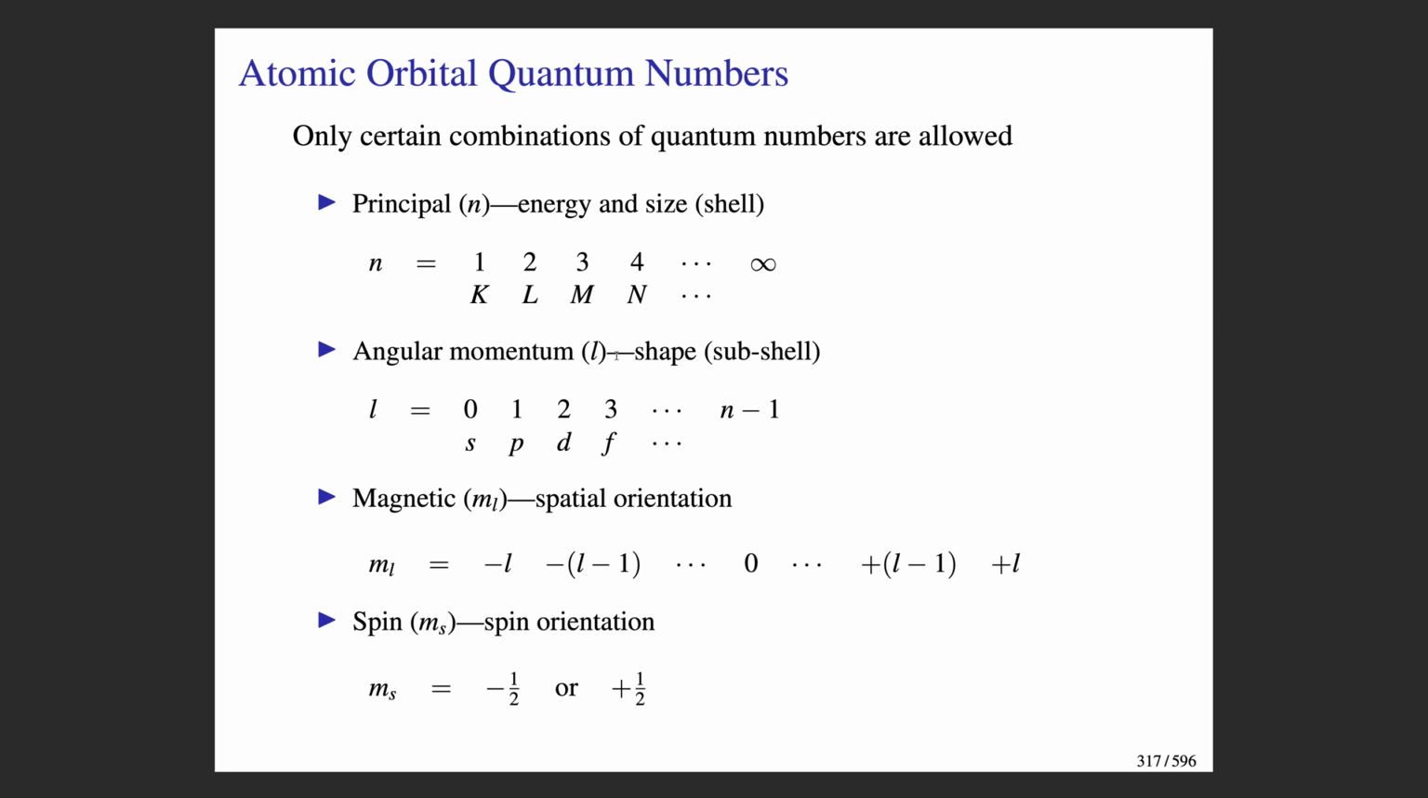The angular momentum quantum number, L, which determines the shape of the atomic orbital and identifies the subshell that the electron is occupying, the range of its values depends upon the value of n. So the value of L ranges from 0, that's the lowest possible value for L, up to a value n minus 1. So for example, if n were 1, then there's only one possible value for L, and that would be a value of 0.